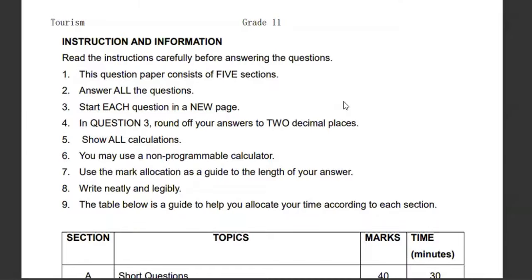Then when you're doing foreign currency calculations, you are required to round off your answers correct to 2 decimal places. Then you are reminded to show all calculations since when you're calculating, each stage of calculation is awarded a mark. Then you may use a non-programmable calculator that is allowed, of course. Then mark allocation should guide the length of your answer. Then you are reminded to write neatly and legibly.